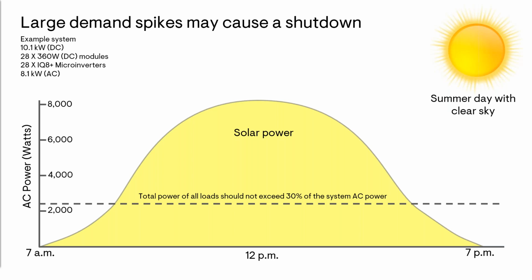For an optimal customer experience, Enphase recommends that the total power of the essential loads should be no more than about 30% of the rated AC power of the system. So in this example, with an 8 kilowatt AC system, the total load should be no more than about 2.4 kilowatts.